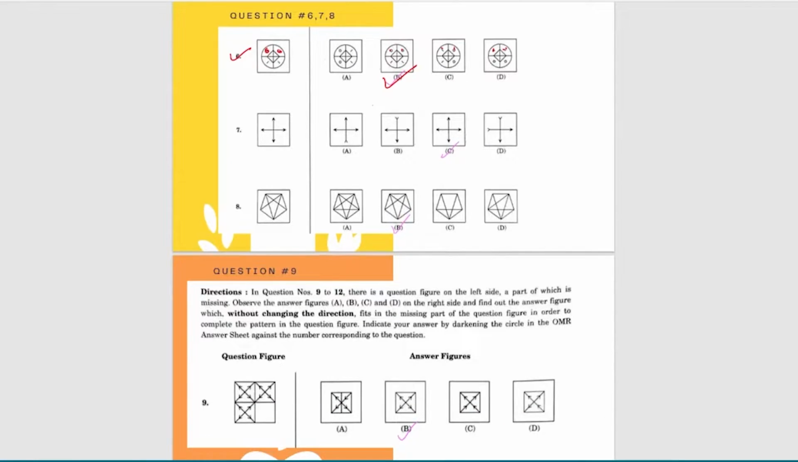Now let's look over here. Here we can see that there are arrows which are pointing outside of the square, not inside, not towards the center of the square, but outside of the square. In A, there is one arrow which is pointing inside. In B also one arrow pointing inside. In D also two arrows pointing inside. But in C all the arrows are pointing outside, just like the question figure. So that's why answer C is the correct option.